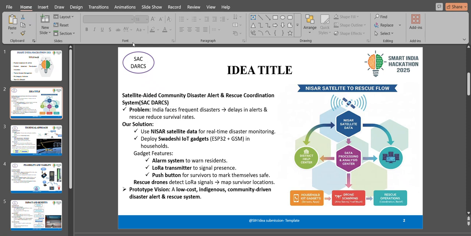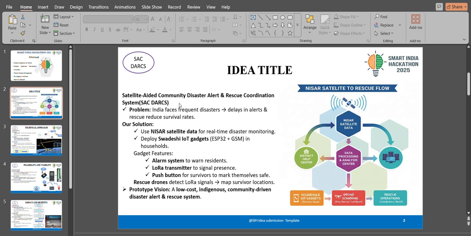My project is SACDARCS. SACDARCS means Satellite Aided Community Disaster Alert and Rescue Coordination System. Okay, what is the problem which was faced by India during the natural calamities? India faces frequent disasters, and delays in alert and rescue reduce survival rates.